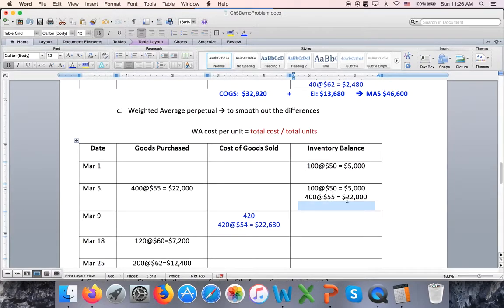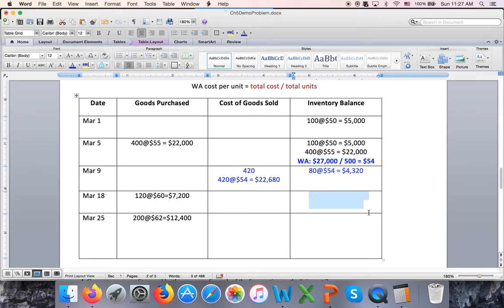What's the formula? Total cost. What is your total cost? 27,000 divided by total units. What's your total units? 500. So here you go. Weighted average, total cost by total items, $54. So now I sell all of my items and I assume they're all $54 each. What do I have left? I have 80 items at $54 left.